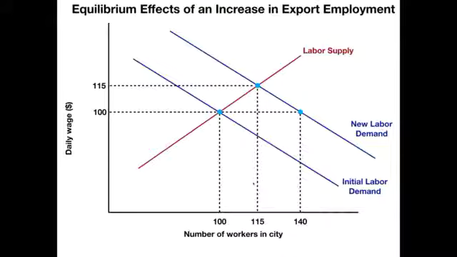So we can see here that the new equilibrium is going to be a daily wage rate of $115, and the employment in that industry, and that city, is going to increase to 115. Once the wage rate slowly rises to that point, as it's rising, the shortage of workers is getting smaller and smaller, and then once we get to the equilibrium wage rate of 115, the quantity of labor supplied at that $115 a day wage is going to be equal to the quantity of labor demanded at that daily wage rate.